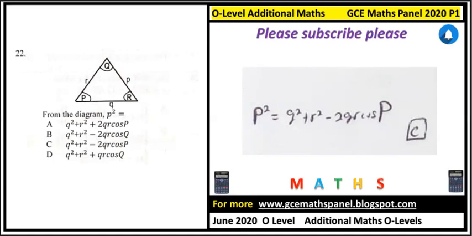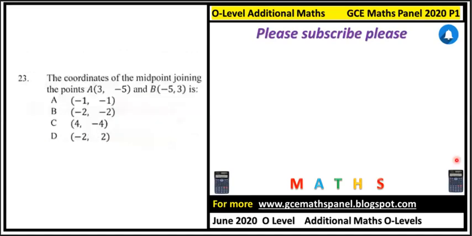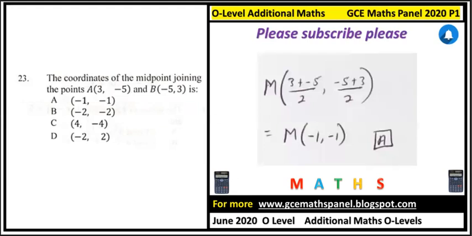Question 23 reads, the coordinates of the midpoint joining the points (3, -5) and (-5, 3) is... To get the coordinates of the midpoint, we take the average of the x values and then the average of the y values. And that gives us (3 plus -5) on 2, comma, (-5 plus 3) on 2, which is (-1, -1).